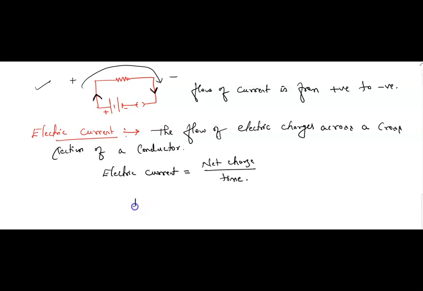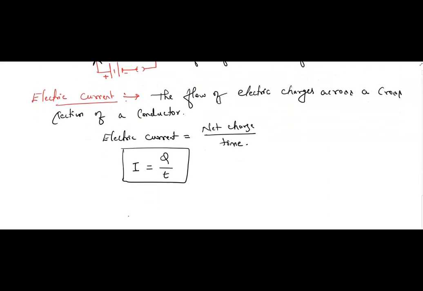Electric current is denoted by the symbol I. Very important, you should not forget this. I is equal to net charge, and charge is Q. What is the SI unit of charge? Q. Time is T. So we can derive the electric current as Q by T, where Q is charge and T is time. And electric current is a scalar quantity.